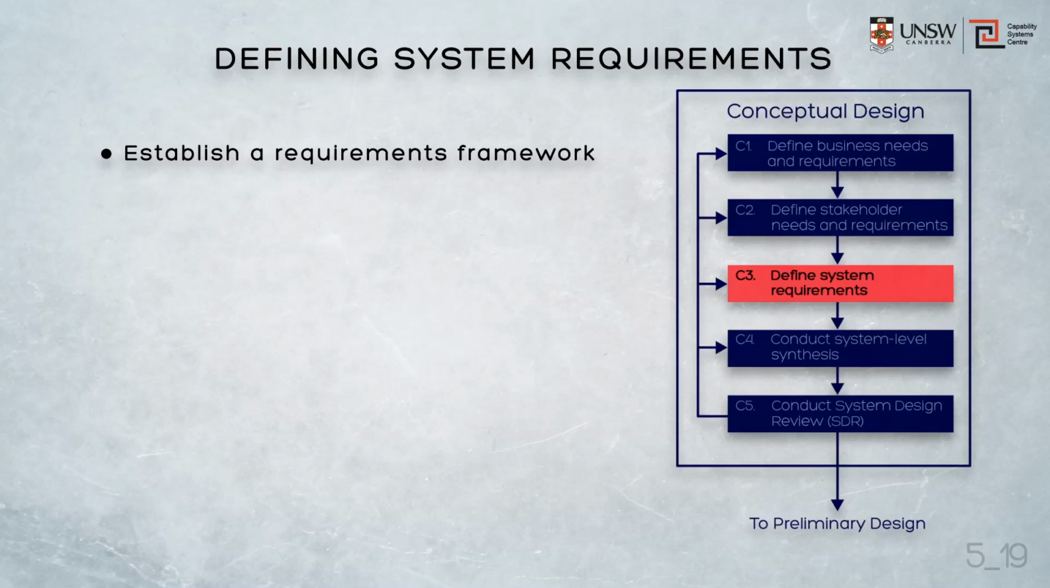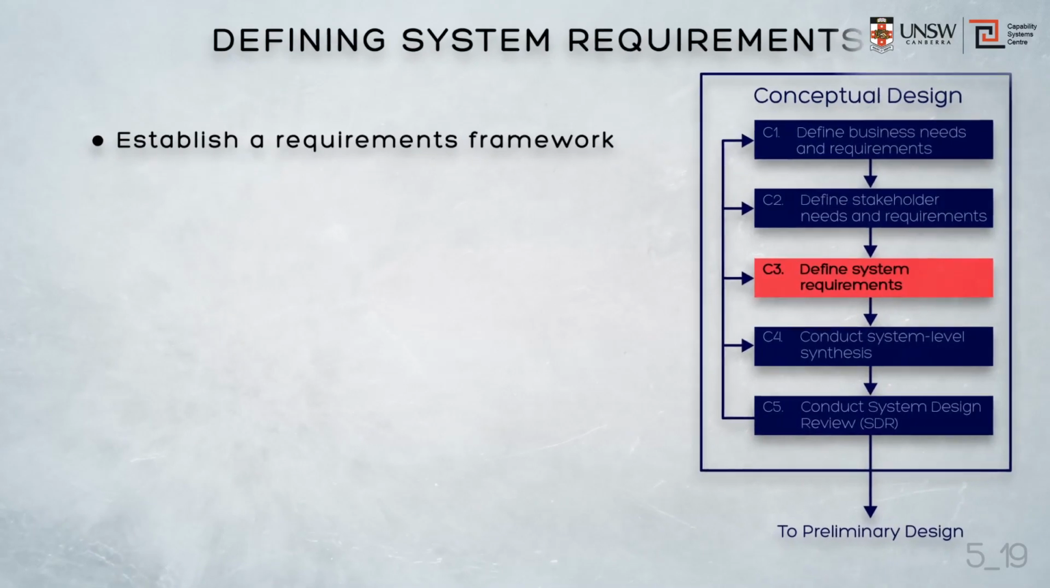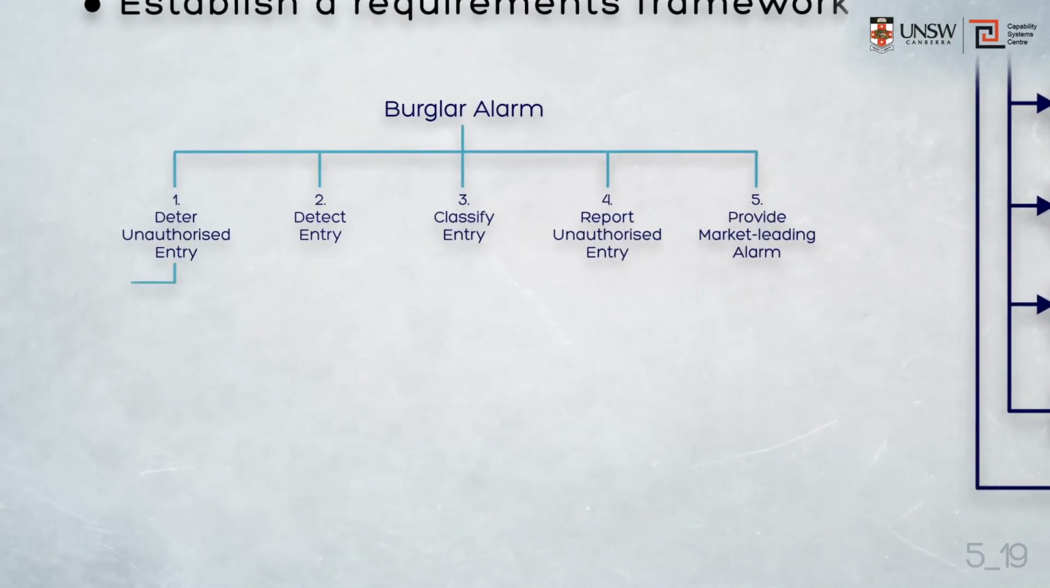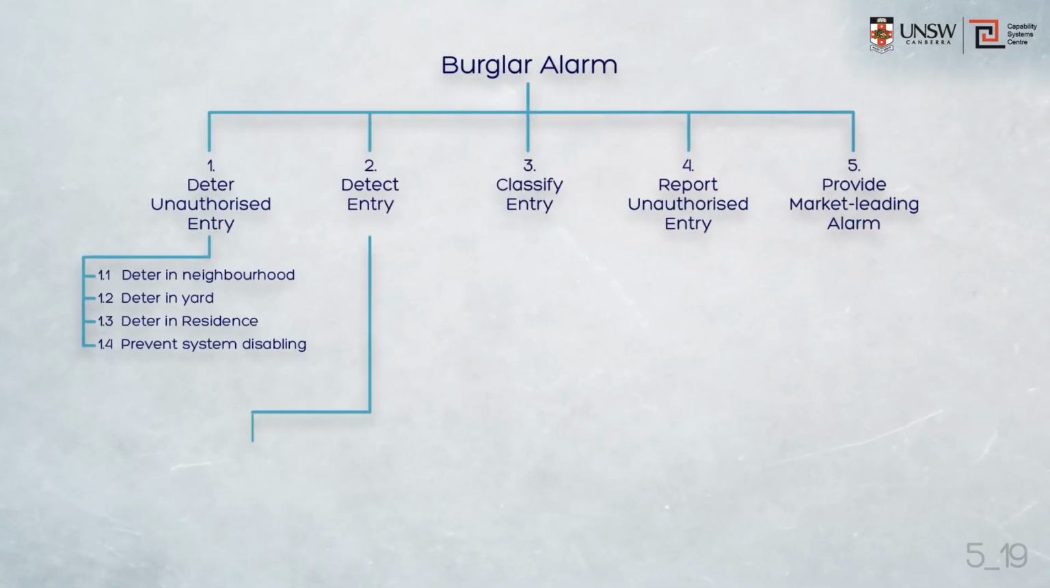A useful starting point for our requirements definition effort is to establish a requirements framework or a requirements breakdown structure. We've probably already established a requirements breakdown structure in the previous process where we were looking at stakeholder requirements. If it's already established, we can review, refine, and reuse that structure. If it hasn't already been established, then now's the time to get one in place. An example of a requirements breakdown structure, or what we call an RBS, for a burglar alarm is illustrated.